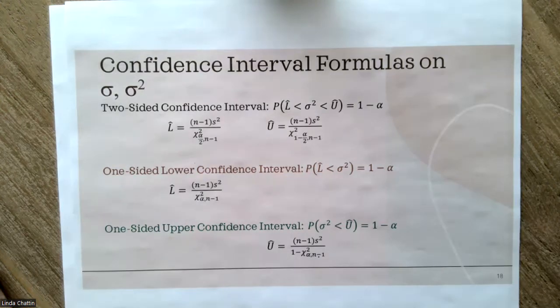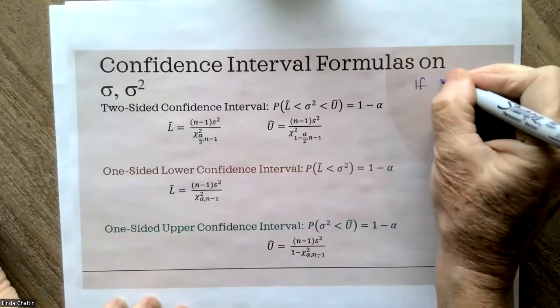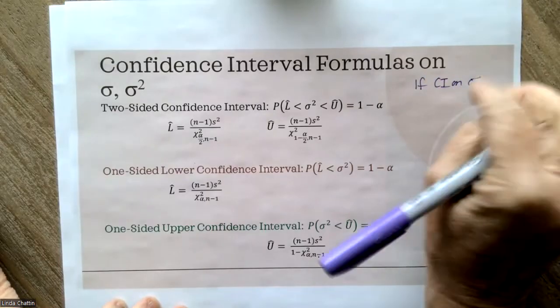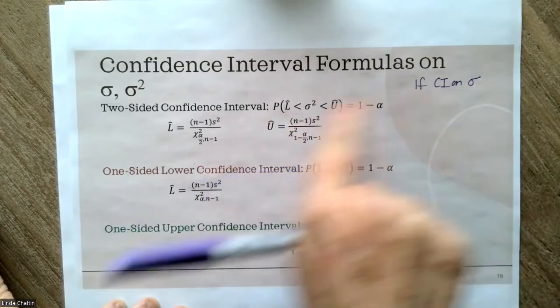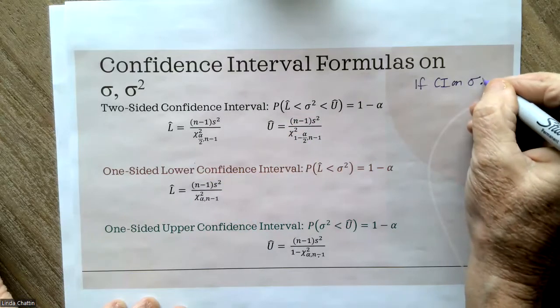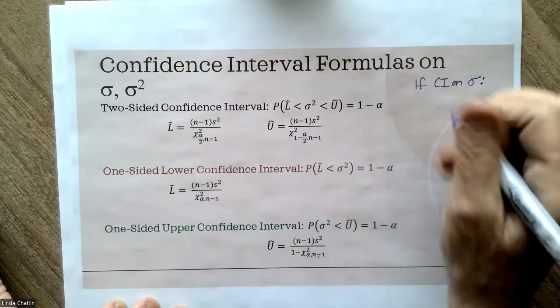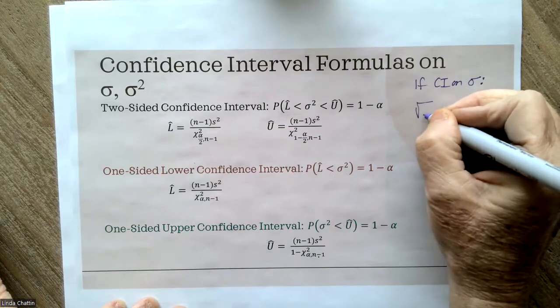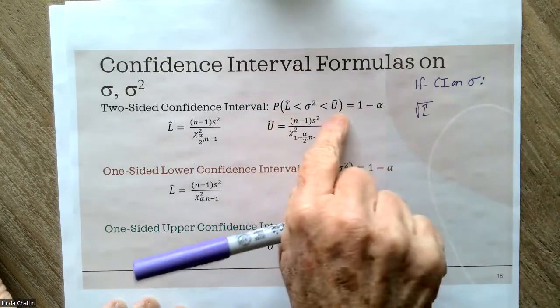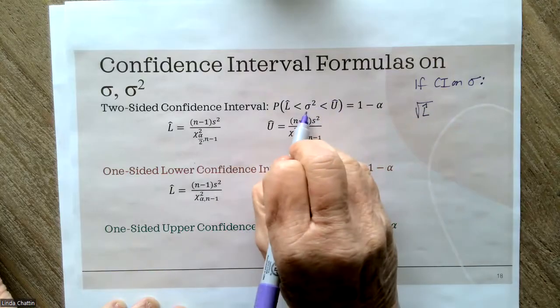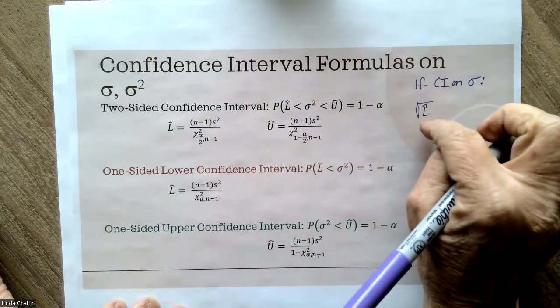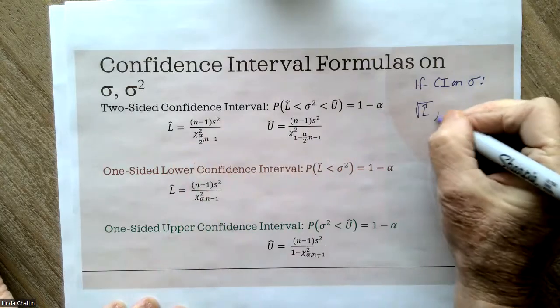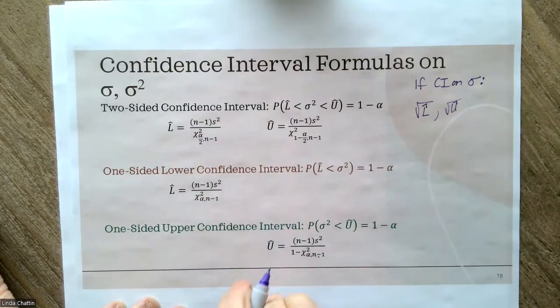What did I want to say about this? Oh, suppose you were asked for the confidence interval on sigma, not sigma squared, population standard deviation, not variance. We can just augment this here. So for a two-sided confidence interval, we have to just take the square root of the bounds, right? Because if I take the square root of both of these sides, that gets me sigma in the middle. So I would do the square root of this formula and the square root of that formula for the two-sided.